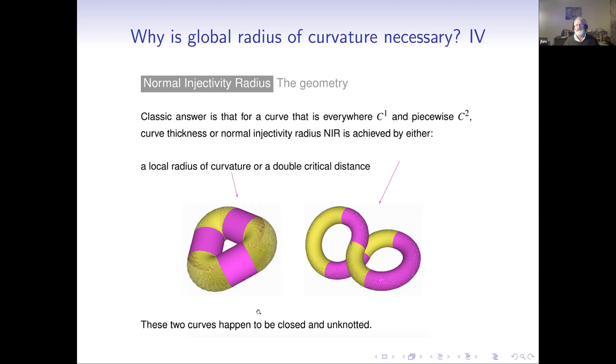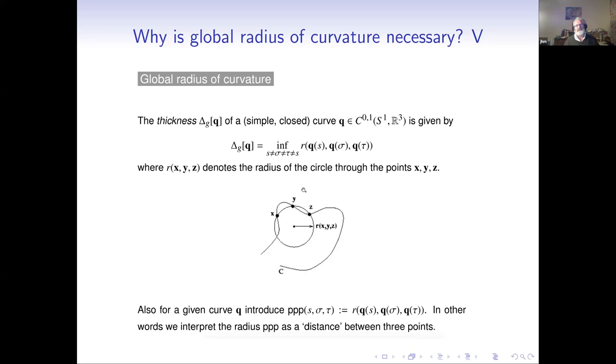But now the idea of global radius of curvature is that you define the thickness. This is now a scalar number of a simple closed curve, okay? And what you do is you take 3 points somewhere on the curve. They define a unique circle. Might be a straight line, right? But three distinct points always give you a unique circle, possibly a straight line. And then that defines a radius function, R of X, Y, and Z.